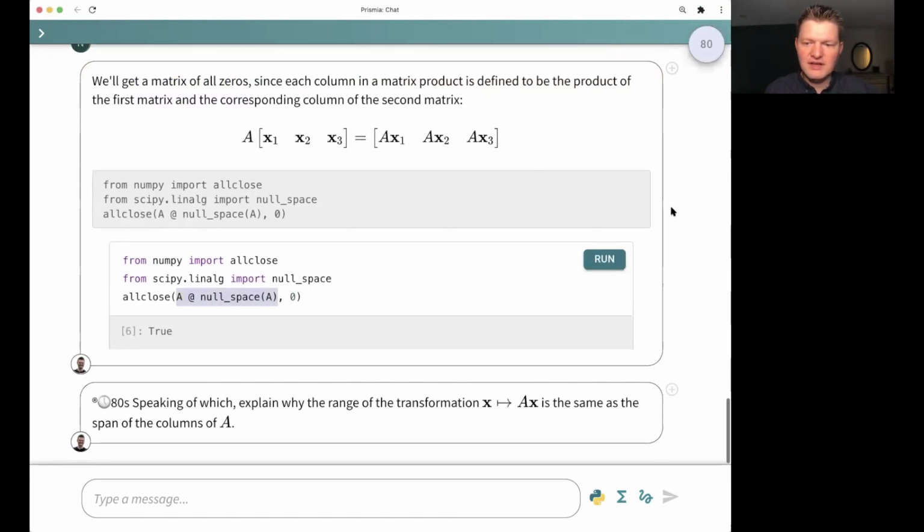Anyway, here's another question. Explain why the range of the transformation, which maps an input vector x to the output A times x, is the same as the span of the columns of A.